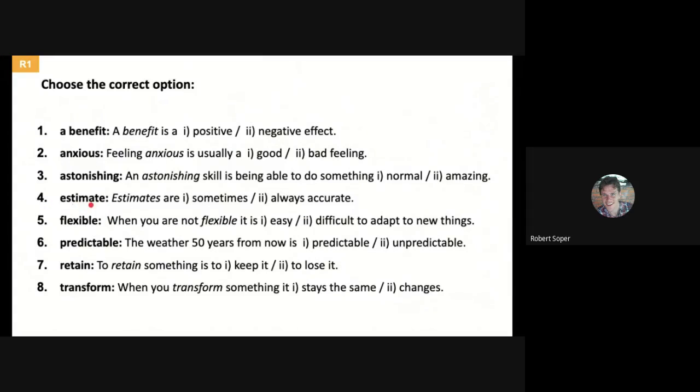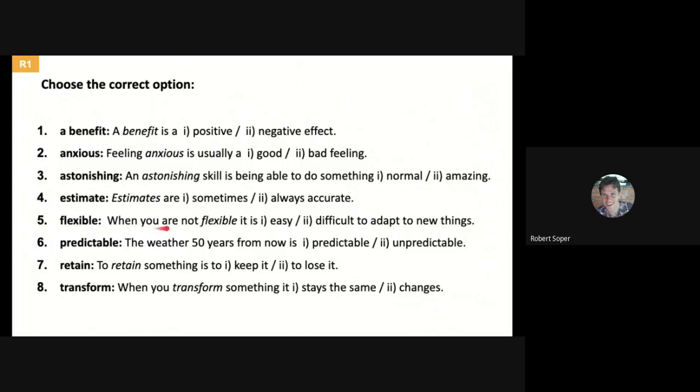Number 4, estimate. When it's spelled like this, I never know whether it's using the noun or the verb form. But here we can say estimates, so here I know it's the noun. Estimates are sometimes or always accurate. And the correct answer here is estimates are sometimes accurate. Remember, an estimate is a guess, an educated guess, but a guess.